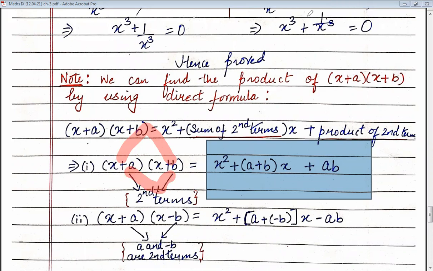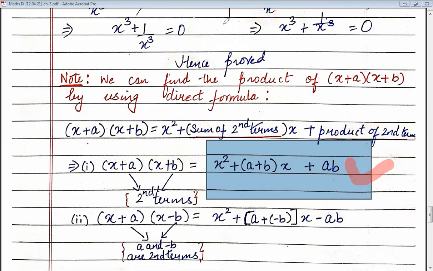Now children, let me repeat one more time. If in two expressions the first terms are the same, and you want to multiply these two expressions, then you can use the direct formula, that is first term square plus sum of both the second terms of the expression times x plus product of the second terms. So x plus a times x plus b is equal to x squared plus a plus b times x plus ab. Okay, children.